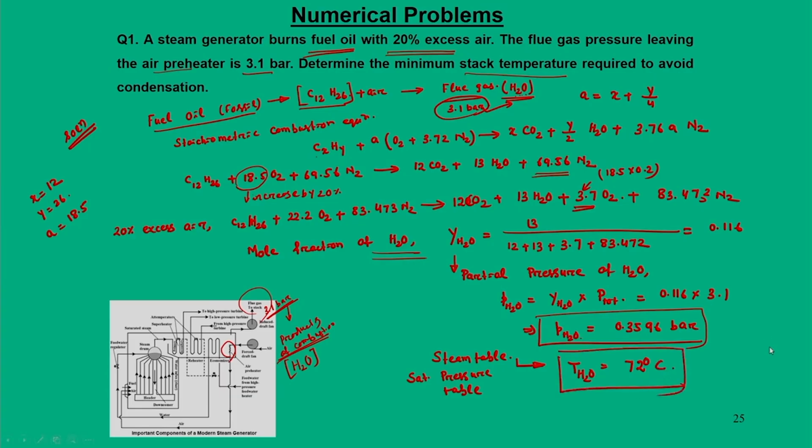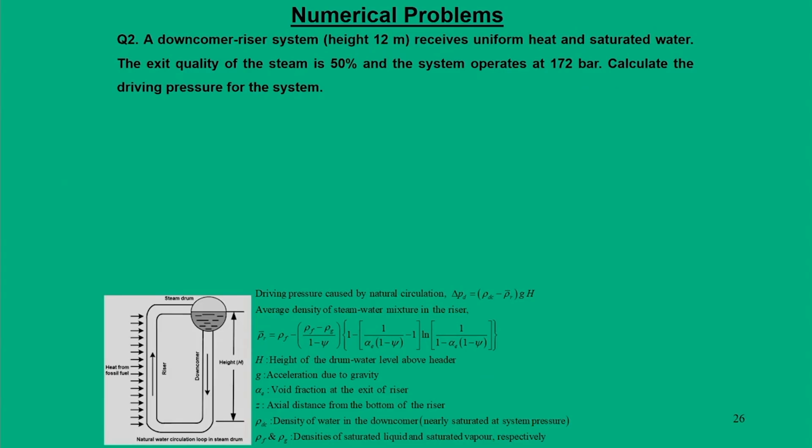We say that the minimum stack temperature should be 72 degree centigrade to avoid condensation, and essentially this is the requirement, that condensation should not happen because it will have a corrosion effect. So, the next important problem that we will talk about is the natural circulation in the water tube boiler.